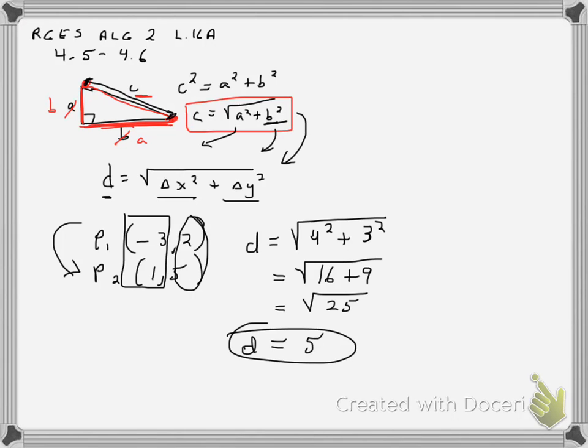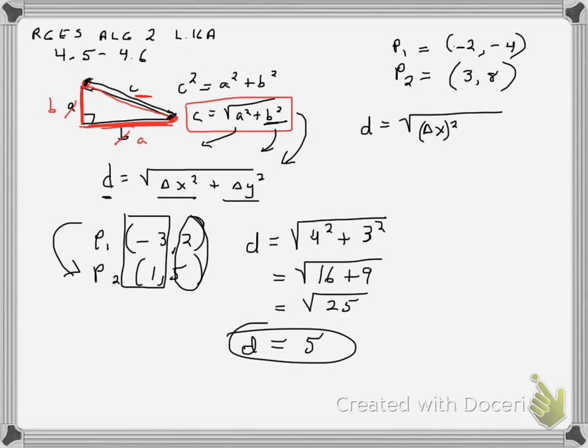So I'm going to show you one more here. Let's say I have point 1 equals -2, -4. Point 2 equals 3, 8. I ask you to find the distance. Start with the distance formula, the square root of the change in X squared plus the change in Y squared. This you want to memorize. Now I plug it in.